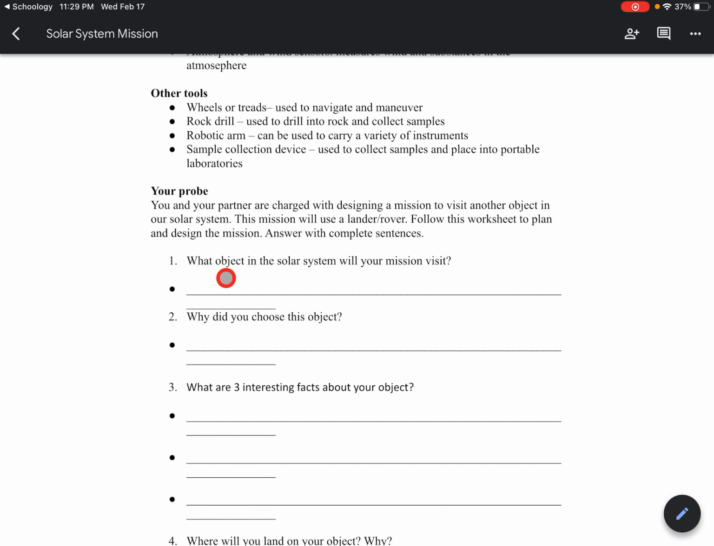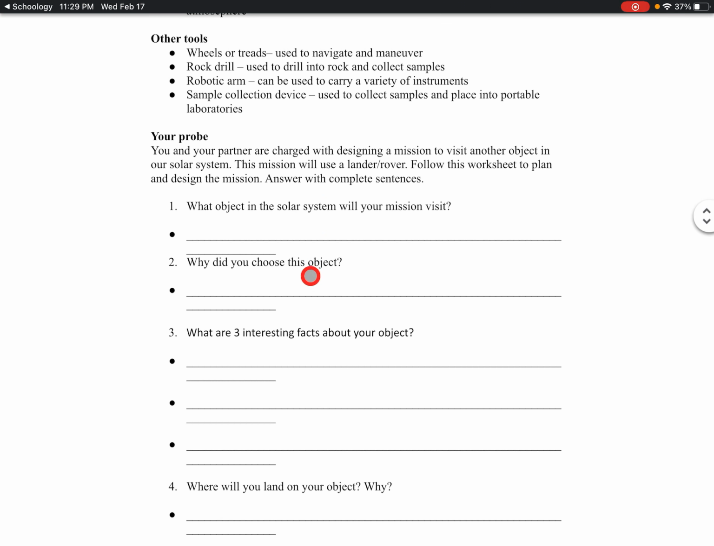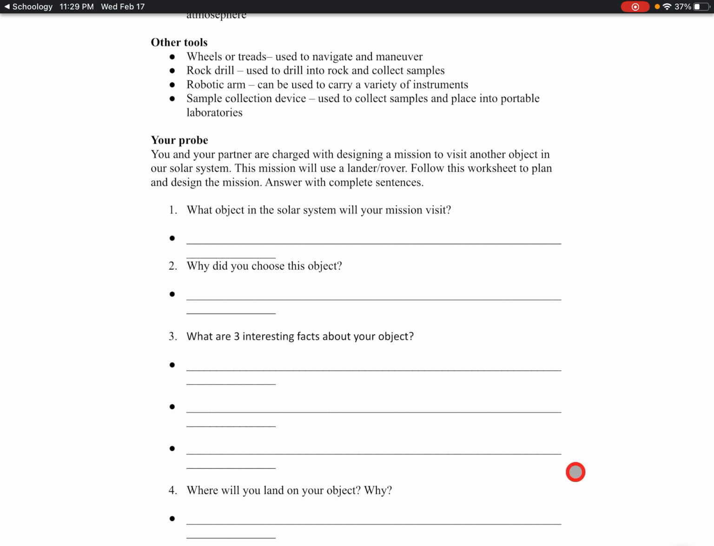So what you and your partner are going to do is choose something in the solar system, do some research about it, and then design a mission for it. So the first question is just what object are you going to visit? Why are you going to visit there? What are 3 interesting facts about your object?